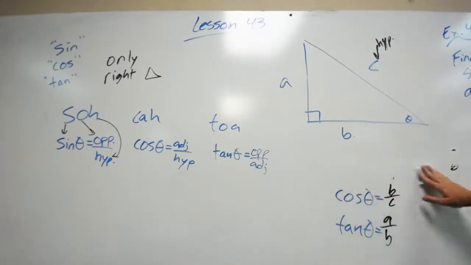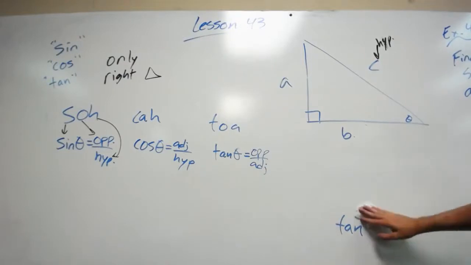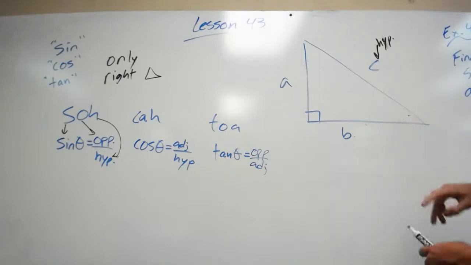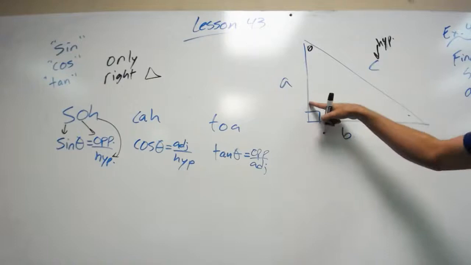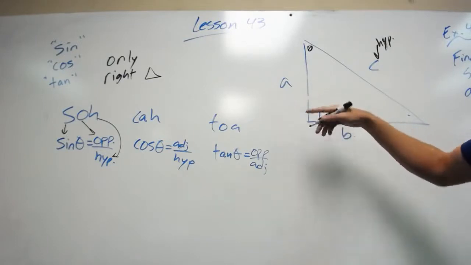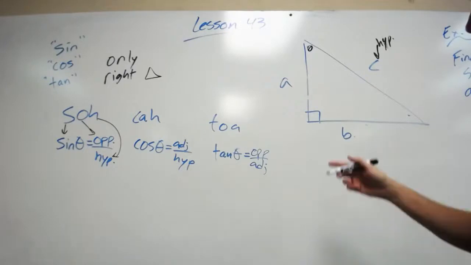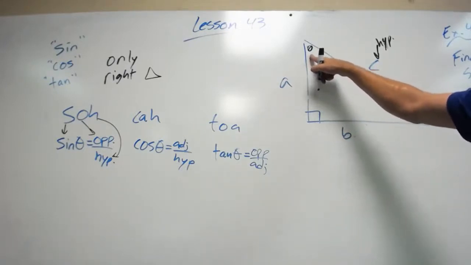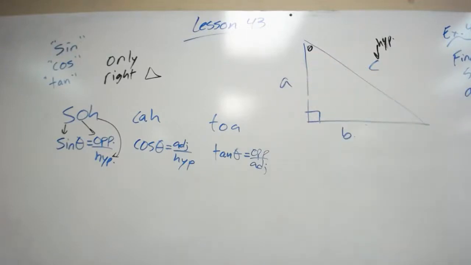We aren't getting to the numbers quite yet in this lesson. We're just doing the basics. Notice if theta was here, well, B would now become our opposite, A would become our adjacent. So just recognize that your opposite and adjacent will change depending on which angle you use, where theta is, because that is your starting point. Okay, so that's how you do that.